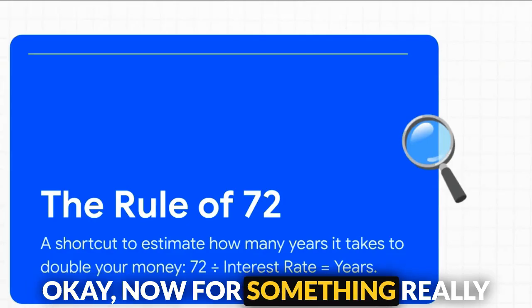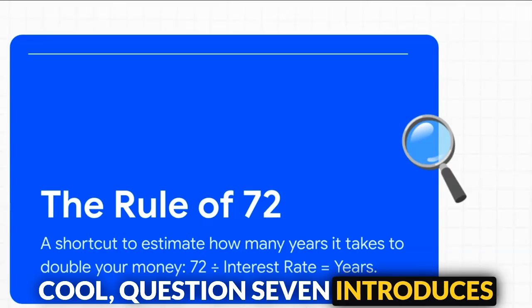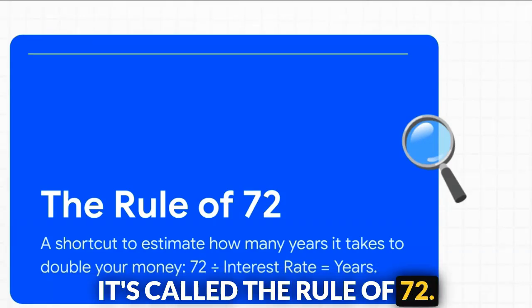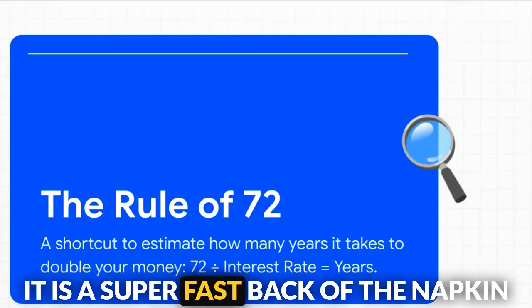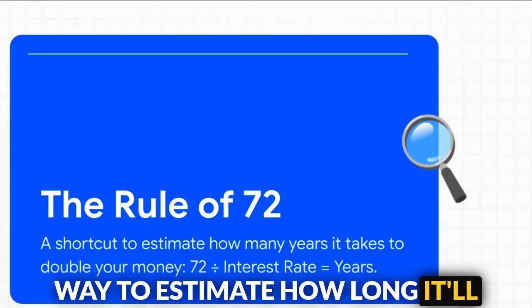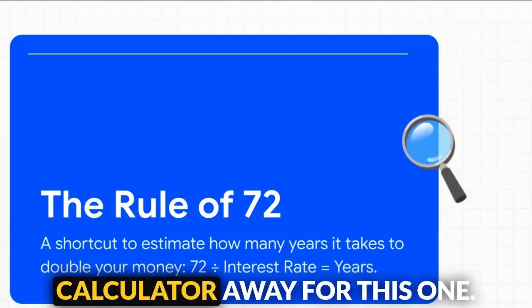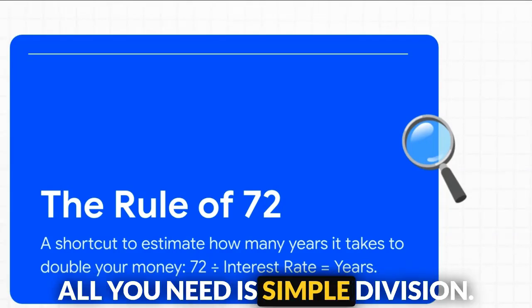Okay, now for something really cool. Question 7 introduces one of my favorite mental math tricks in all of finance. It's called the Rule of 72. It is a super fast, back-of-the-napkin way to estimate how long it'll take for your money to double. And the best part? You can put your fancy financial calculator away for this one. All you need is simple division.